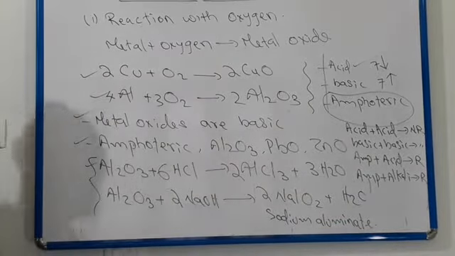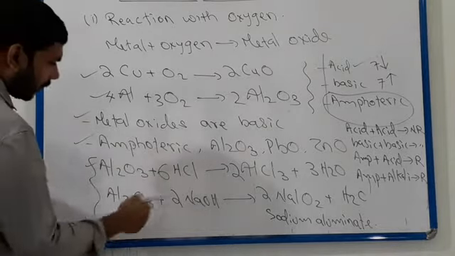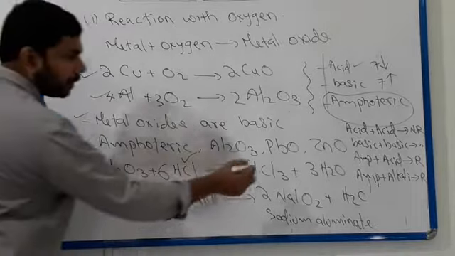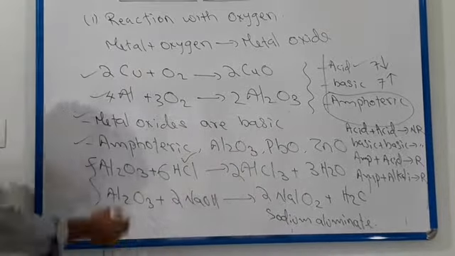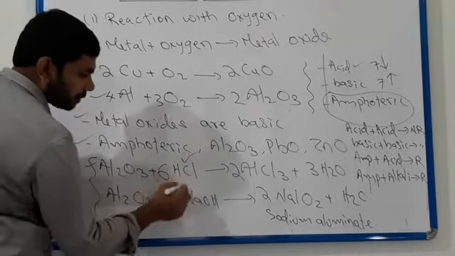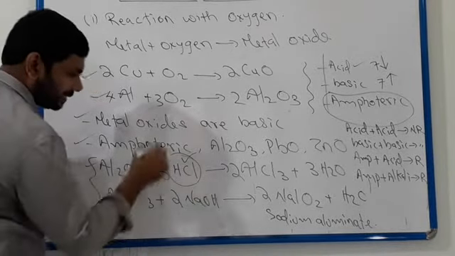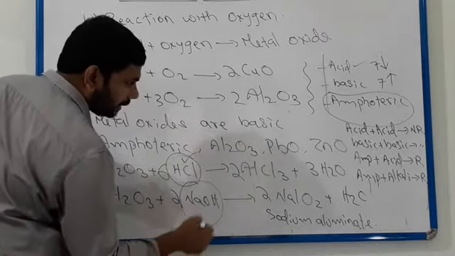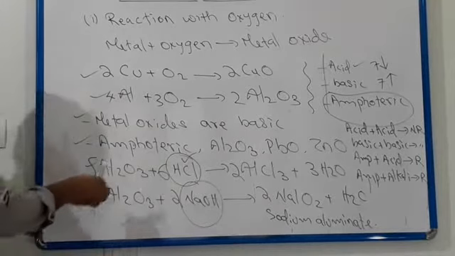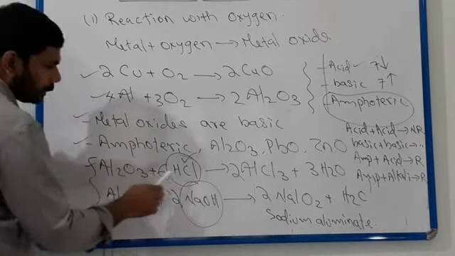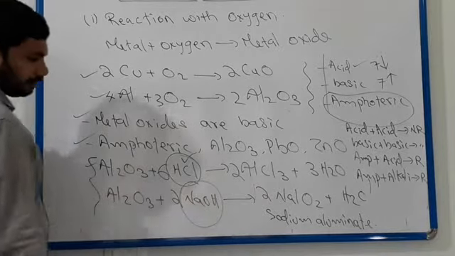Now see here, aluminium oxide is amphoteric, so it reacts with hydrochloric acid and forms aluminium chloride and water. Aluminium oxide also reacts with sodium hydroxide. This is hydrochloric acid, it is an acid. This is sodium hydroxide, it is an alkali. Okay, so here it is amphoteric, that's why it reacts with the acid and also with the alkali.